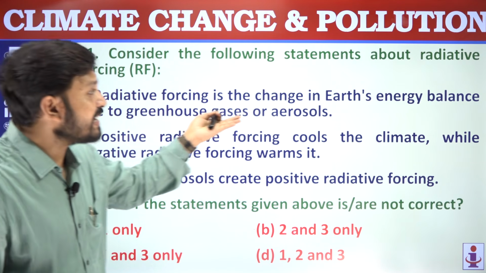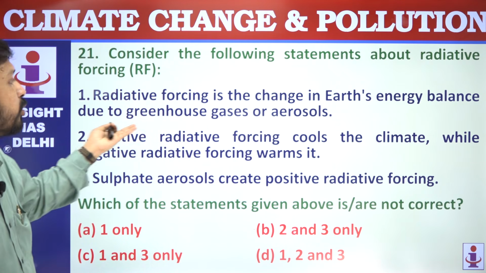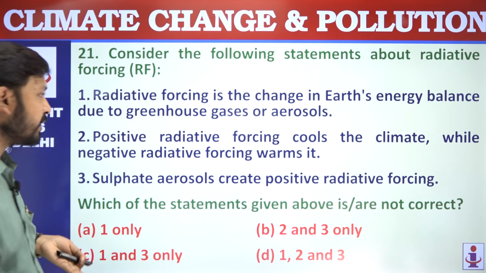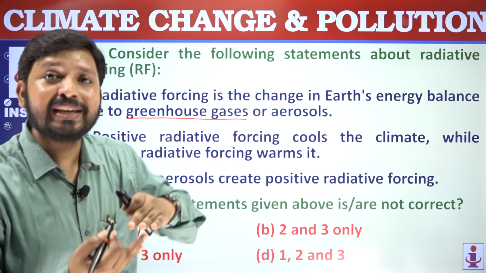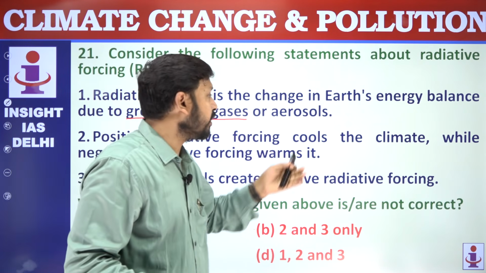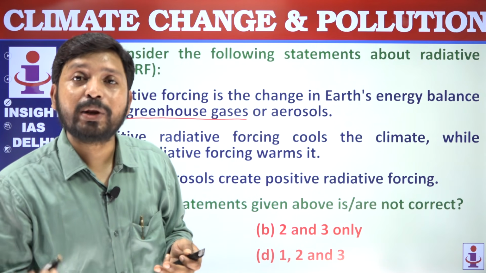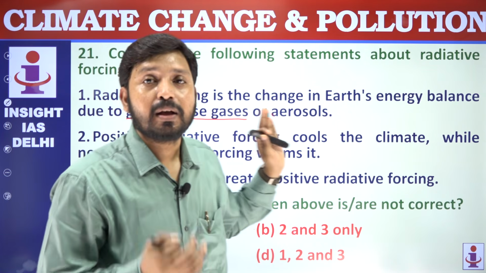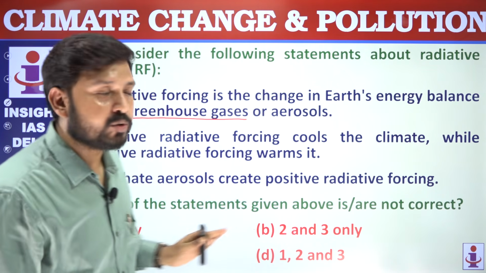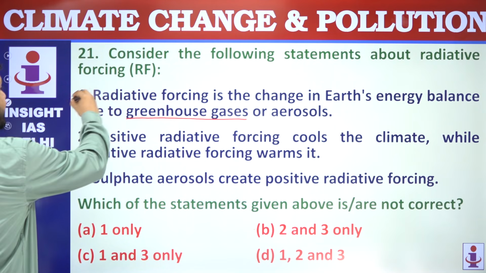Radiative forcing is the change in earth's energy balance due to greenhouse gases or aerosols. Remember, greenhouse gases generally act as a positive radiative forcing because they will try to increase the temperature, and the majority of the aerosols will act as a cooling effect. They will try to reduce the temperature of the earth, so that is nothing but cooling impact, that is negative radiative forcing. So this is the right statement.